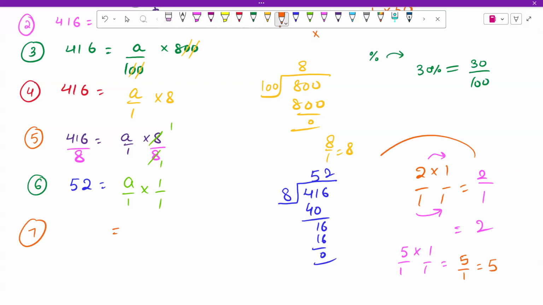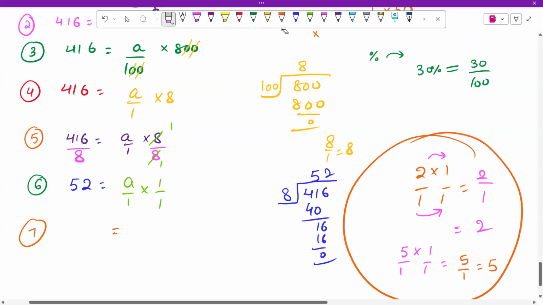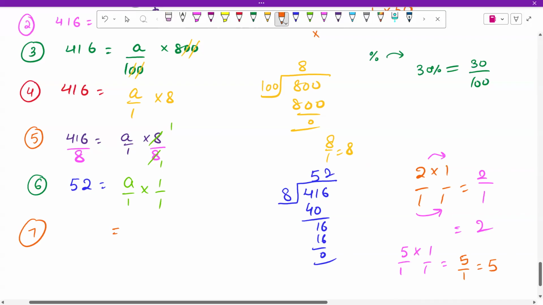A times 1, inverse property? Did we use any inverse properties here? Oh, no. A times 1 equals A. I don't know. Is there no number for A? A is some number we don't know. Consider it like a number. So A times 1 equals A. And then 1 times 1 is 1.